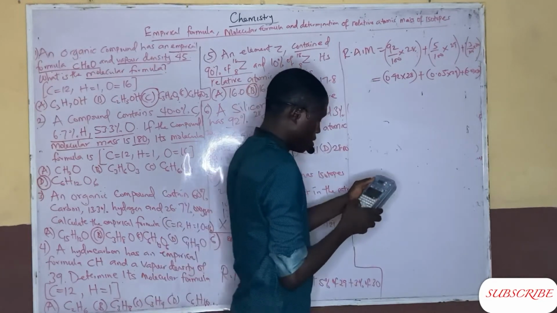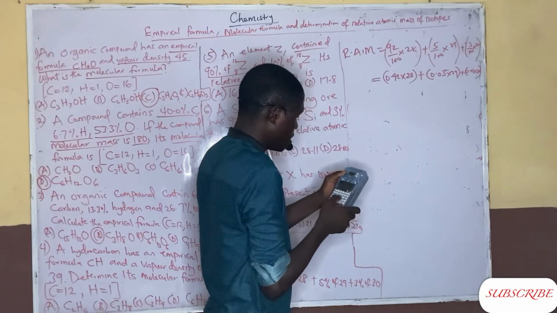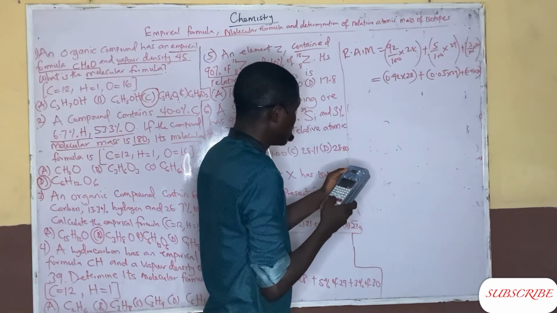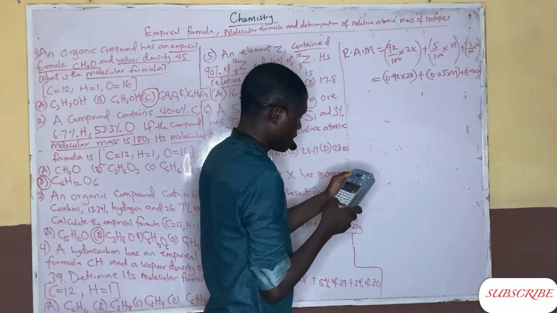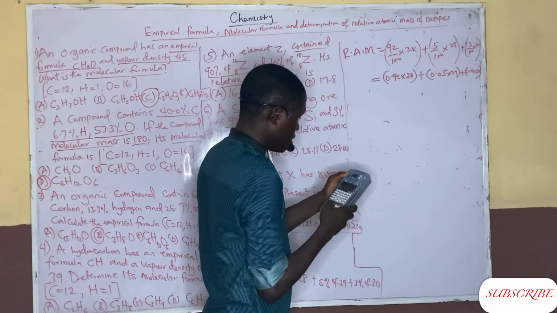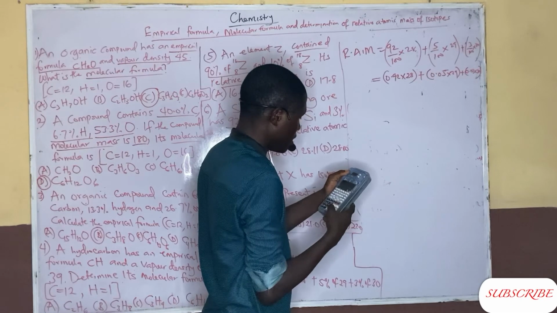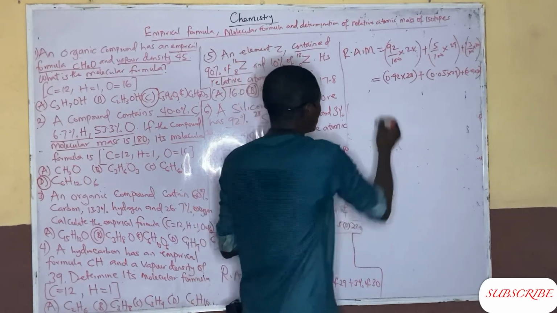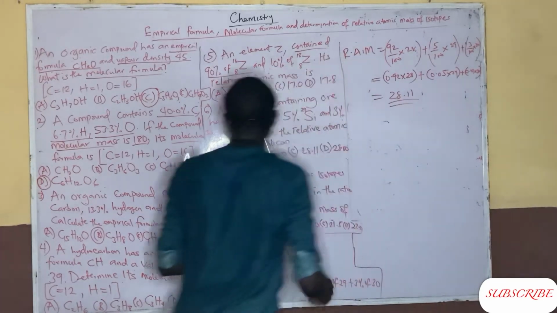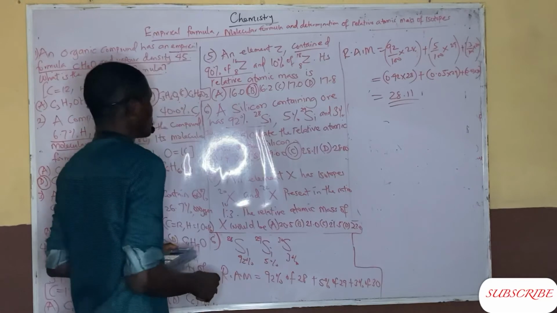So open bracket 0.92 multiplied by 28, bracket, plus open bracket 0.05 times 29, bracket close, plus 0.03 times 30. So what do we get? Everything is 28.11. So that is the relative atomic mass, 28.11. So that's that about that.